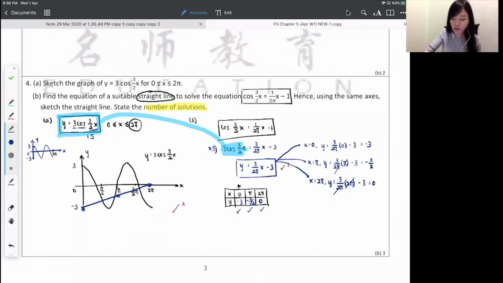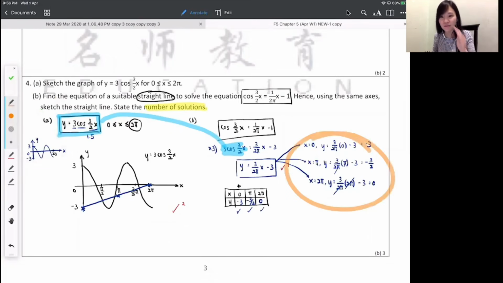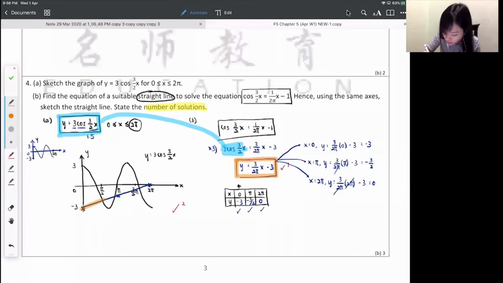Hopefully my speed is fine for you. I already said the side one, no need to copy. If you didn't copy, it's very fast, my dear. So isn't it the straight line is this one? I already drew the straight line out. Can you guys see the straight line using the orange color highlighter? For the straight line, you can get 1 mark.